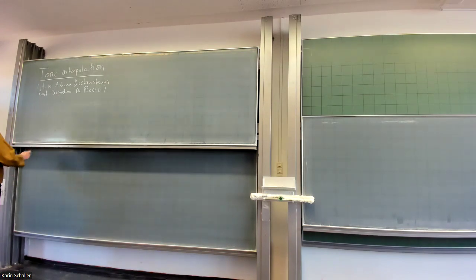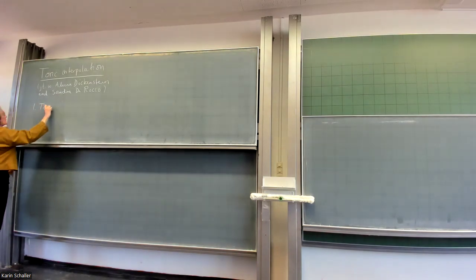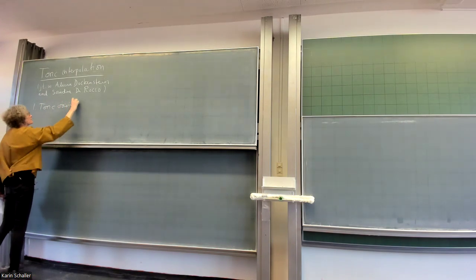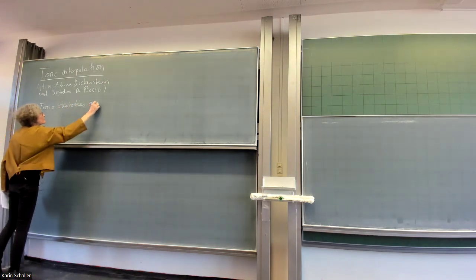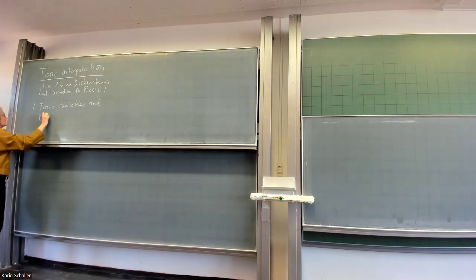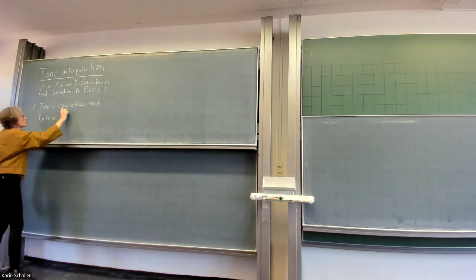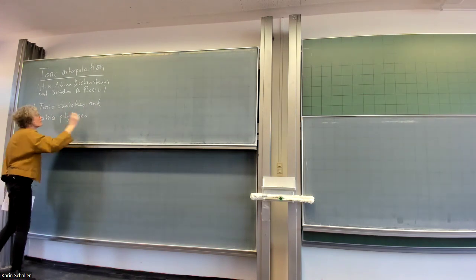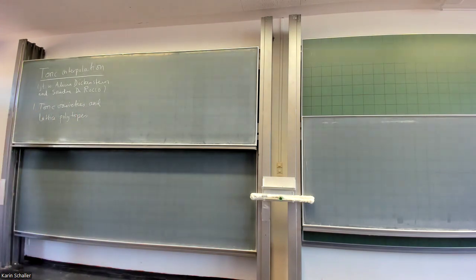So the plan of my talk is first I'll tell you something about toric varieties and lattice polytopes. From this you understand that I will define embedded toric varieties in projective space. So they can be defined by lattice polytopes or by the lattice points, not necessarily all inside the polytope, but at least some of them. So I'll get back to that.